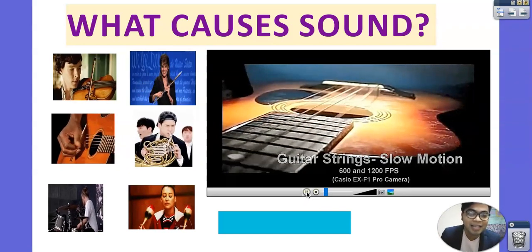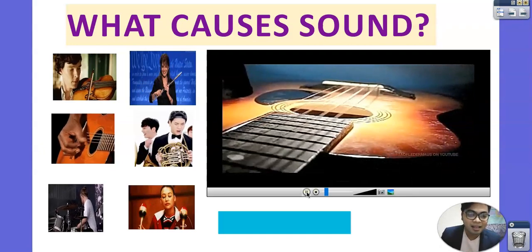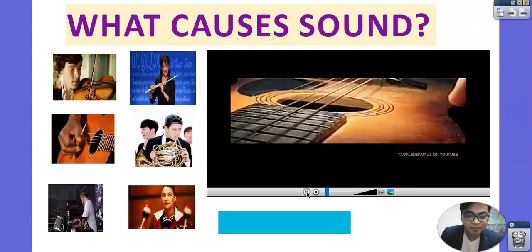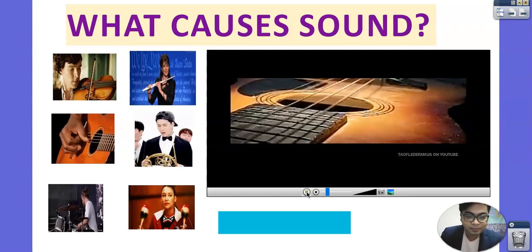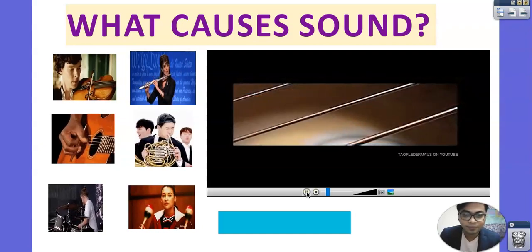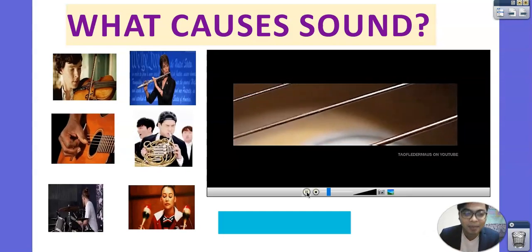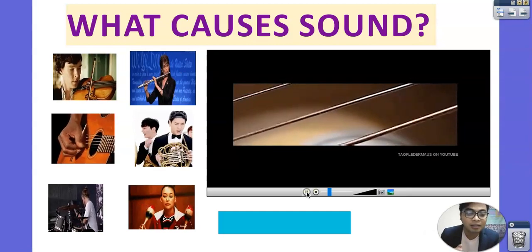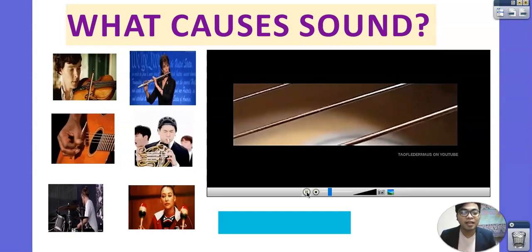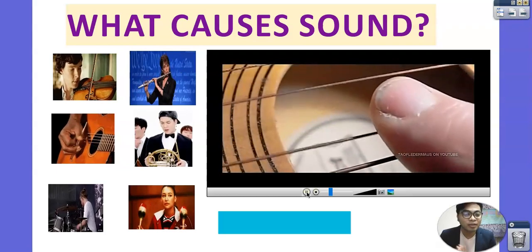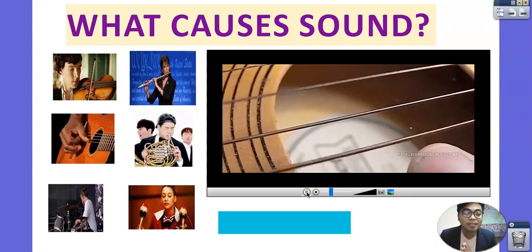So the person here is strumming the guitar. Take a look and observe what is happening to the strings of the guitar. This one has been videoed in slow motion to see what is happening to the strings of the guitar when someone is playing it.